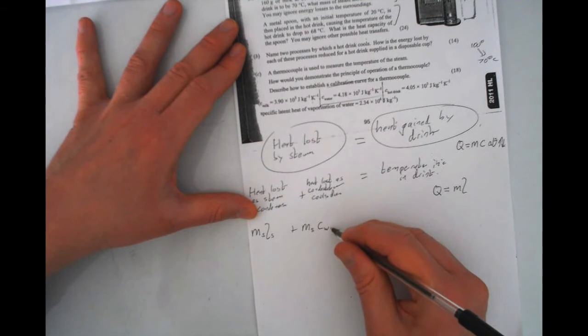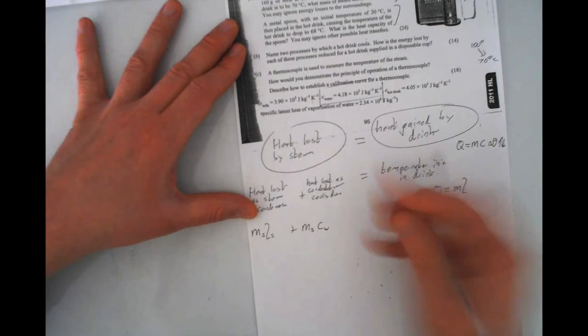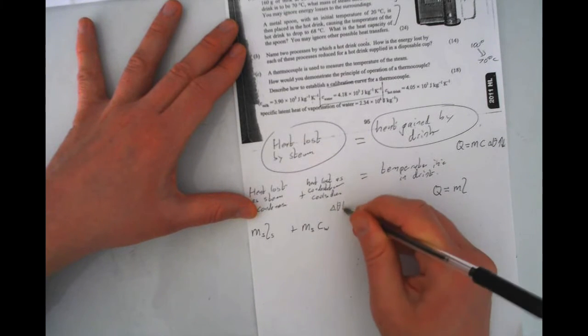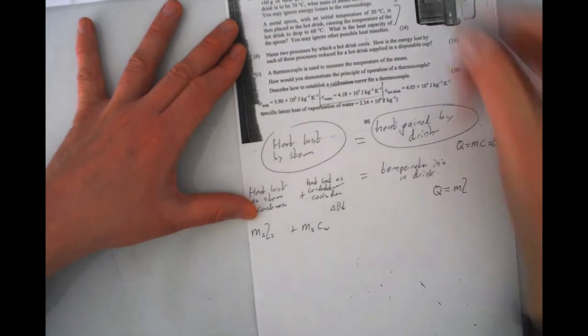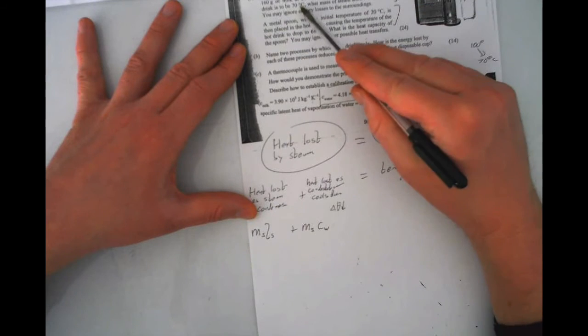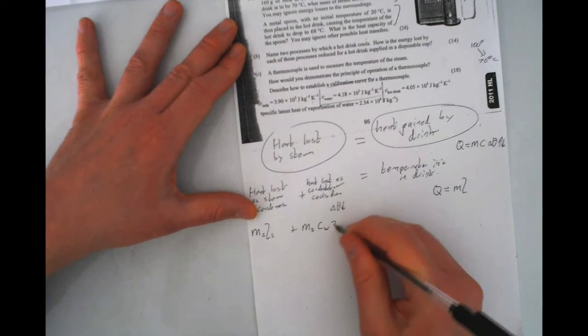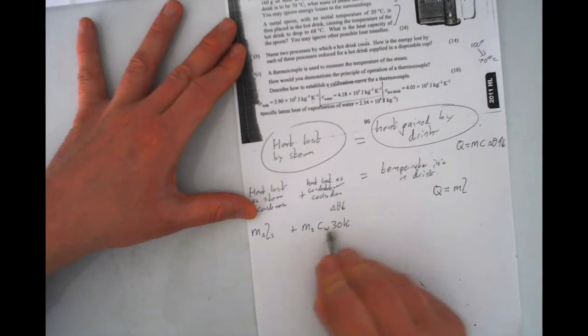Now, let's think about this temperature change for a minute. This is cooled down, so it's going to be a delta theta which goes down. And let's think about how much. It's gone from 100 degrees Celsius to 70, so it's gone down by 30 K. I'm just putting one of those numbers in now to make it a little easier as we go.